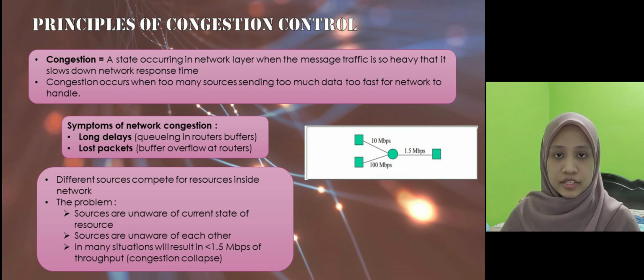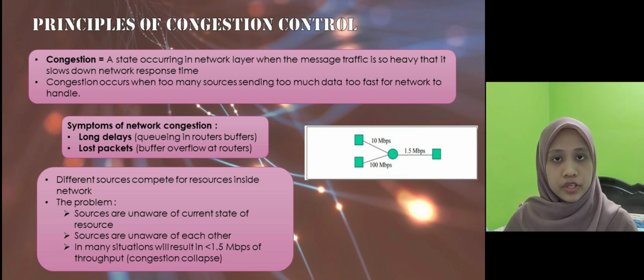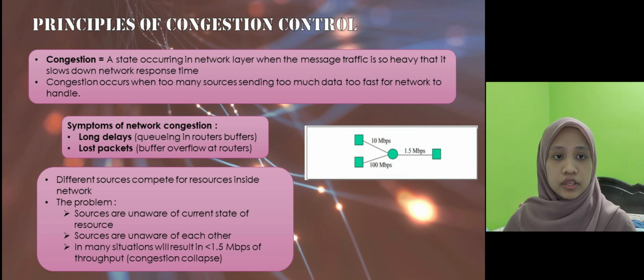Okay, next I would like to share about principles of congestion control. So what is congestion? Congestion is a state occurring in the network layer when the message traffic is so heavy that it slows down network response time. Congestion occurs when too many sources send too much data too fast for the network to handle. There are a few symptoms of network congestion. First, long delays, queuing in the routers' buffer. Second is lost packets, buffer overflow at routers.